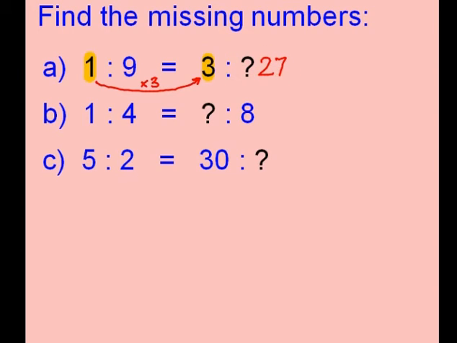In B, 4 is on the right, and so is 8. How do I get from 4 to 8? Well, I times by 2. I'm going to do the same thing to the 1. 1 times 2 is 2.